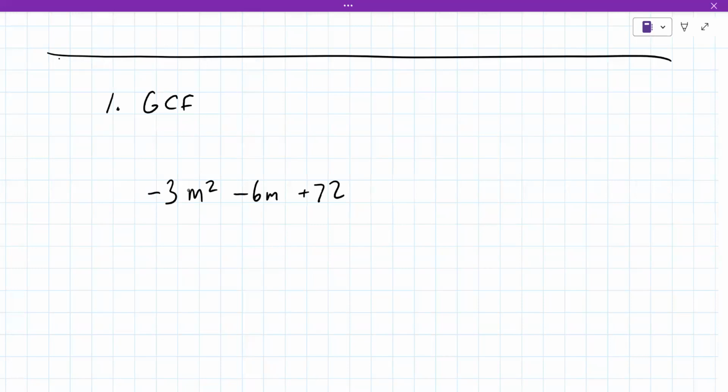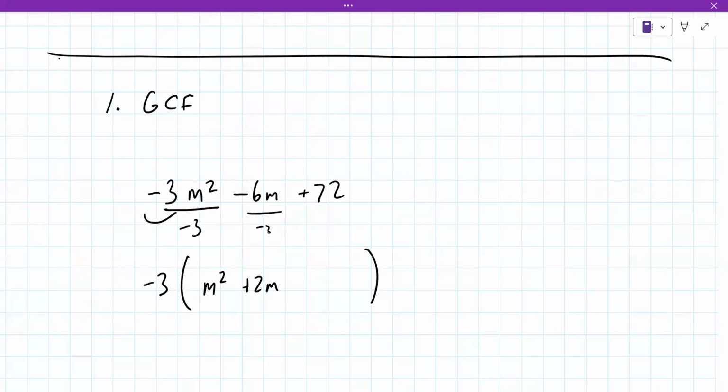3 and m. Just the number. There's not an m in all three. There's only an m in two of them. So just 3. -3, yeah. So tell me what goes inside parentheses here. m squared minus 2m. Plus 2m because the negative, you're dividing each of these by -3.